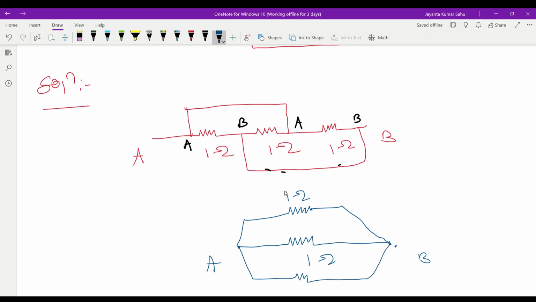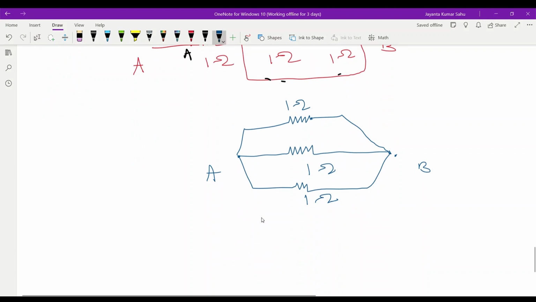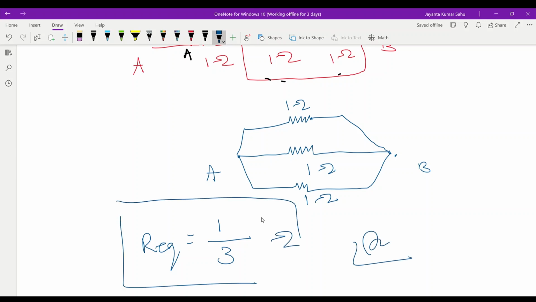Then all three resistances are connected in parallel. Then what is the equivalent resistance? Very simple. R equivalent is equal to, since all have the same values, what is the formula? Resistance value divided by the number of resistances, divided by 3. 1 by 3 ohm. My answer. All are connected in parallel, 1 parallel 1 parallel 1. In this way we can solve the numericals. This is the point method. If the current method fails, we will go for the point method.